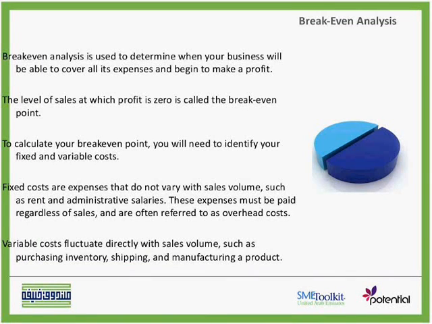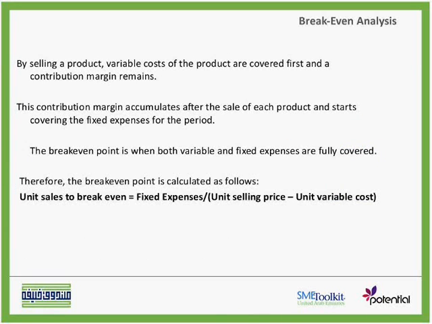By selling a product, the variable cost of the product is covered first, and the contribution margin will remain. So whenever you sell a product, the difference between the selling price and the variable cost, once you cover the variable cost, we will start talking about the contribution margin. The contribution margin is used first to cover the fixed expenses, and then whatever remains goes towards profit.